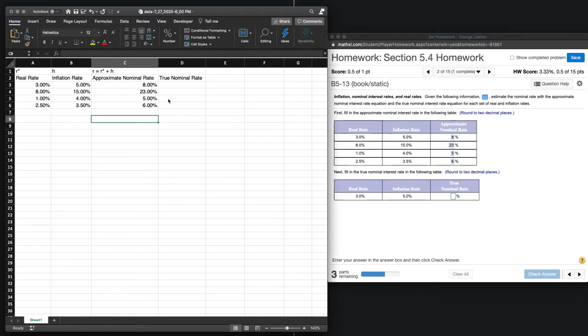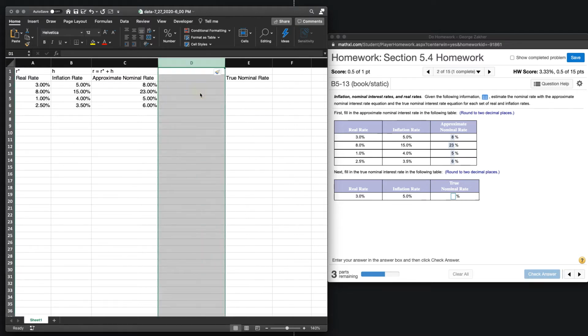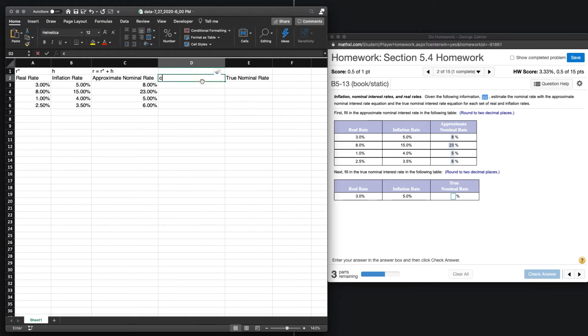And if you recall the true nominal rate, we need to include one more factor. So we need to include what's called the cross product. So the cross product in this case of the real rate and the inflation rate. As the name suggests, we're going to be multiplying the real rate times the inflation rate. Basically think of it as additional compensation needed because that interest earned during the year is also subject to inflation. So it's a little bit more accurate.